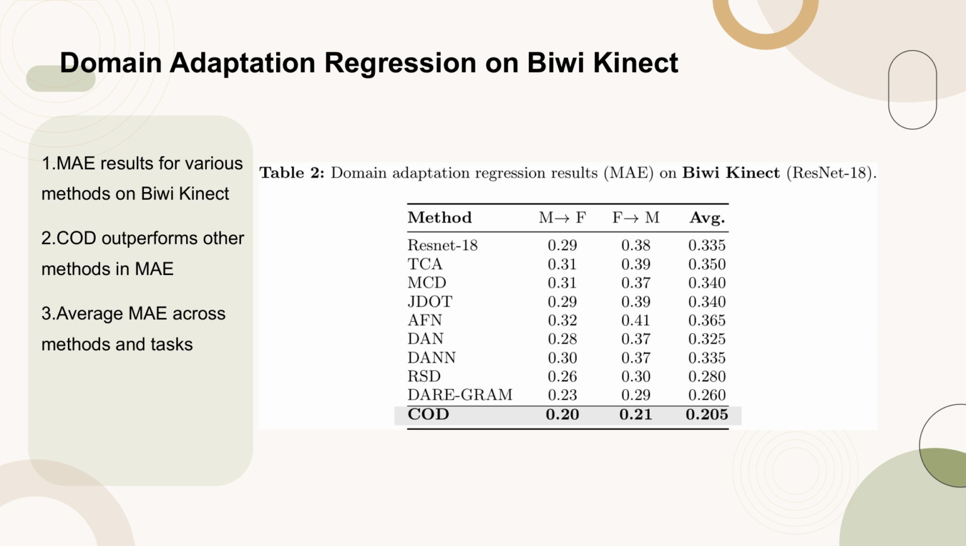Table 2 presents the mean absolute error, MAE, results for domain adaptation regression on the BioWeConnect dataset using a ResNet 18 architecture. The table lists the MAE for different methods across 2 tasks, male to female, MF, and female to male, FM. The COD method demonstrates superior performance with the lowest MAE values across both tasks, indicating its effectiveness in handling domain adaptation challenges. The average MAE for each method is also provided, showing COD's overall lower error compared to state-of-the-art methods, thus validating its theoretical and methodological superiority in complex regression tasks.